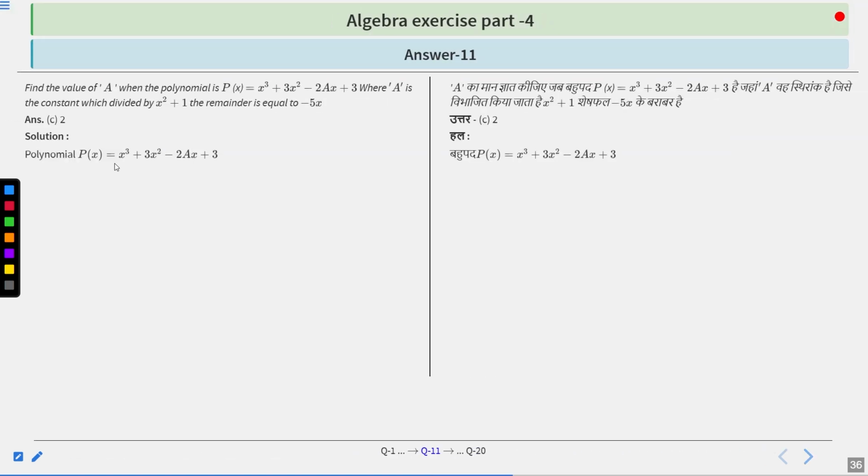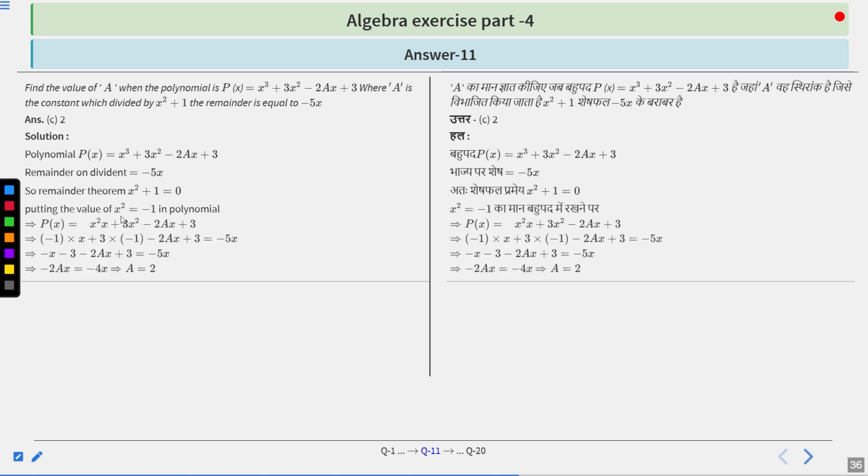So the polynomial was x cube plus 3x square minus 2ax plus 3. Remainder on division was minus 5x. So by the remainder theorem, x square plus 1 is equal to 0. So putting the value of x square equal to minus 1 in the polynomial, x cube plus 3x square minus 2ax plus 3, that can be x square into x plus 3x square minus 2ax plus 3. So in place of x square, we are going to put minus 1. So minus 1 into x plus 3 into minus 1, minus 2ax plus 3 equal to minus 5x.